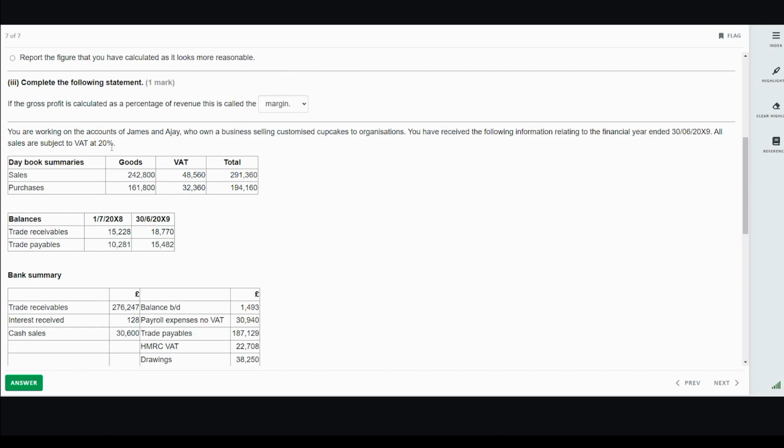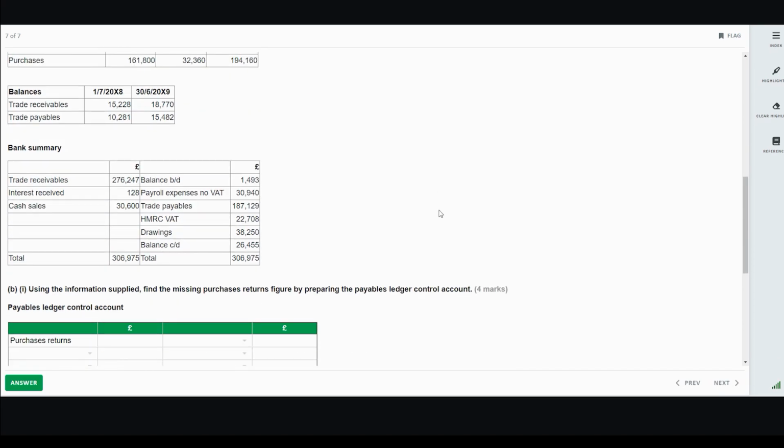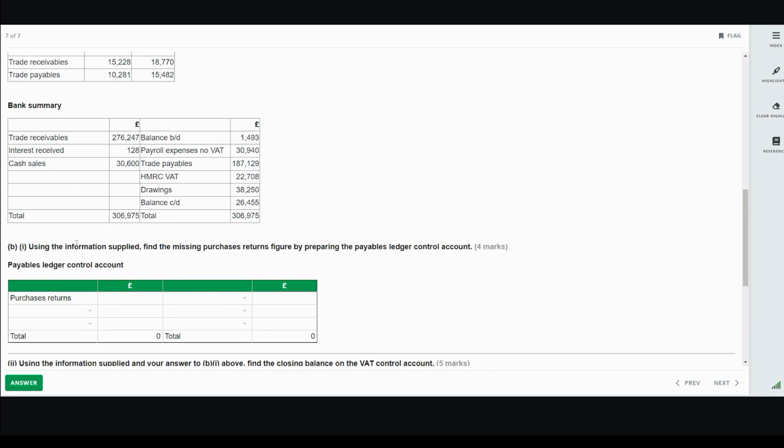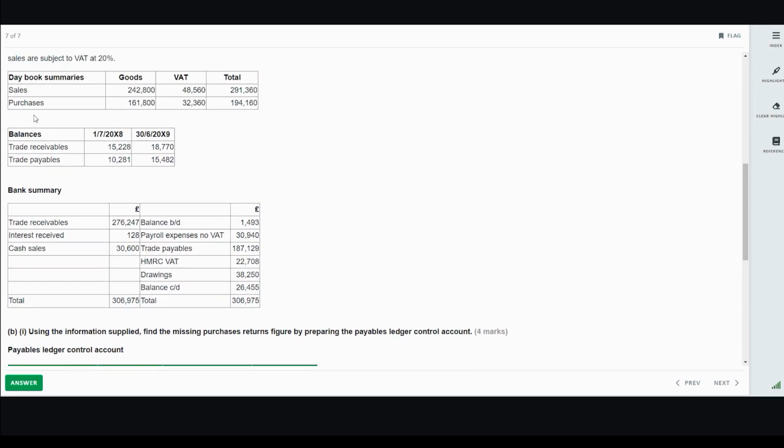So you are working on the accounts of James and AJ, who own a business selling customised cupcakes. You've received the following information for the financial year. All sales are subject to VAT at 20%. You've got your day book figures, your summaries, your opening and closing trade receivables and payables, and your bank summary, and now it's asking you to prepare the payables ledger control and find the missing purchase returns figure. The first thing I would deal with is my day book.